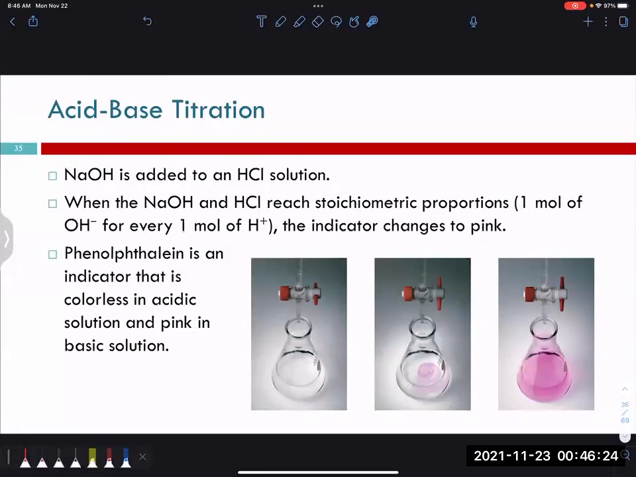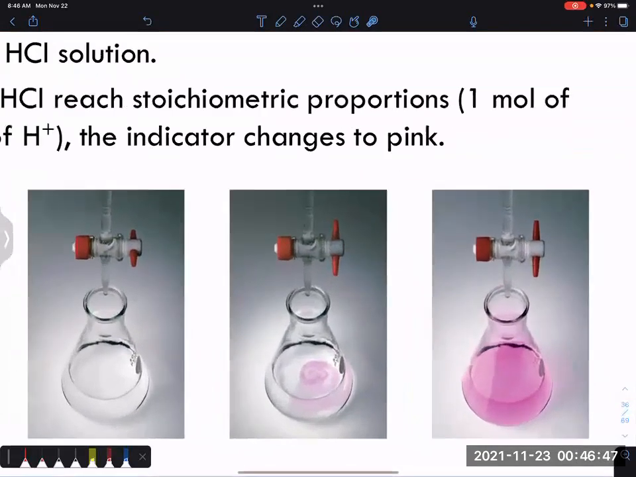So here's what a real titration would look like. As you add this sodium hydroxide to a hydrochloric acid solution, when the sodium hydroxide and the HCl reach stoichiometric proportions, so a 1-to-1 ratio, the indicator changes to pink. Phenolphthalein is the indicator that we use most in general chemistry. It forms this nice pink color.